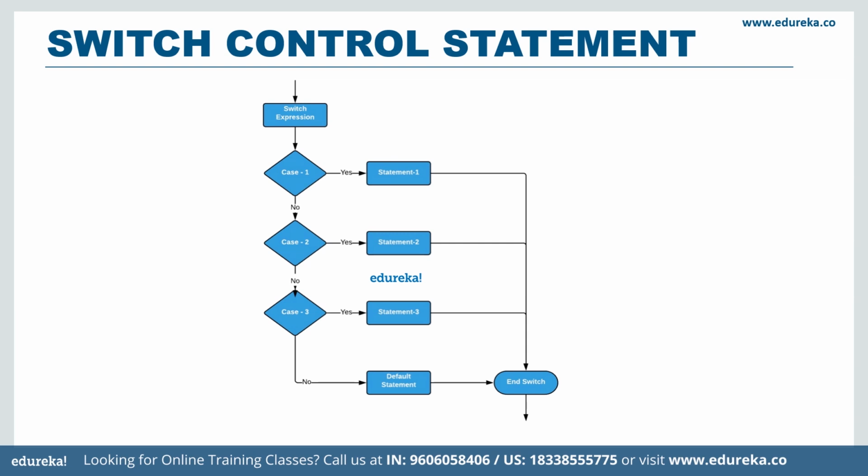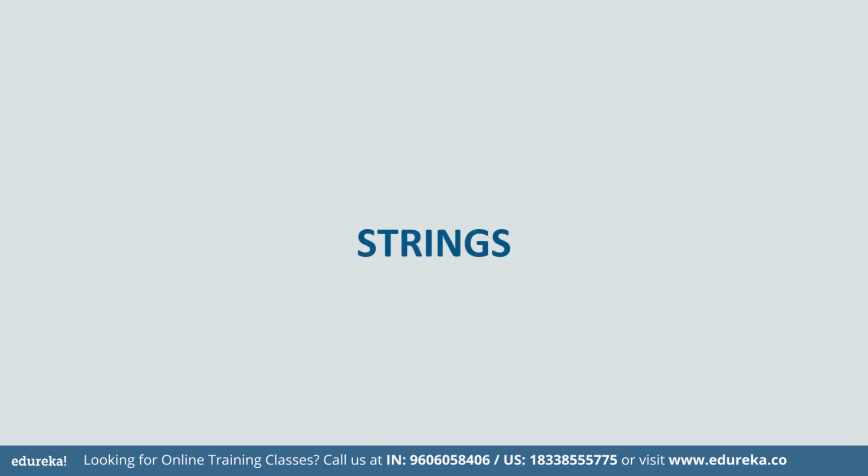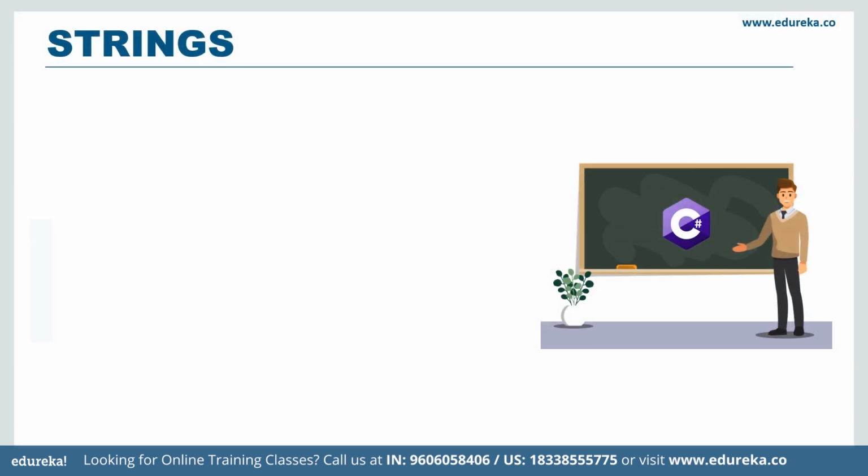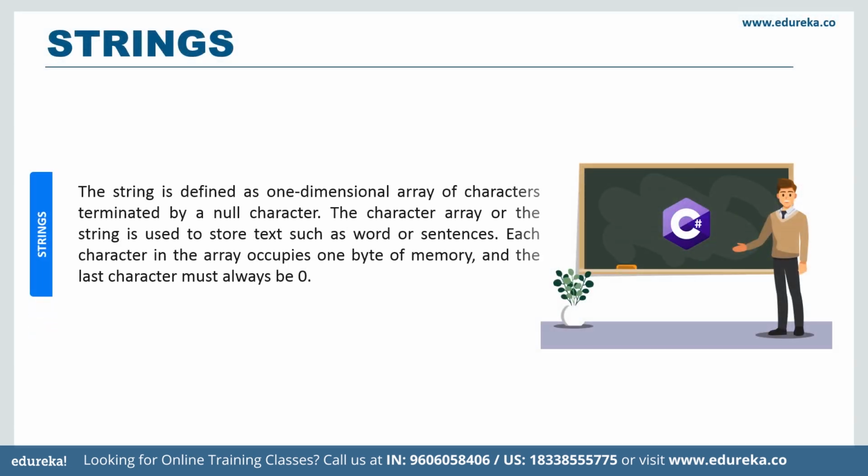So followed by that, we shall move into our next chapter, which deals with strings. So string is defined as a one-dimensional array of characters terminated by a null character. The character array or the string is used to store text such as words or sentences. Each character in the array occupies 1 byte of memory and the last character must always be 0.